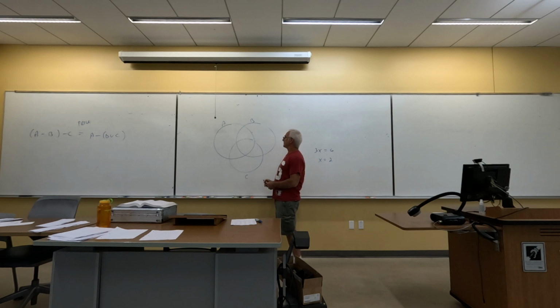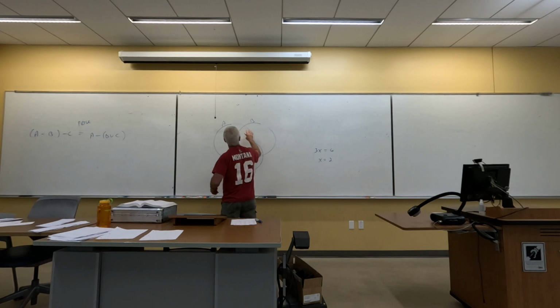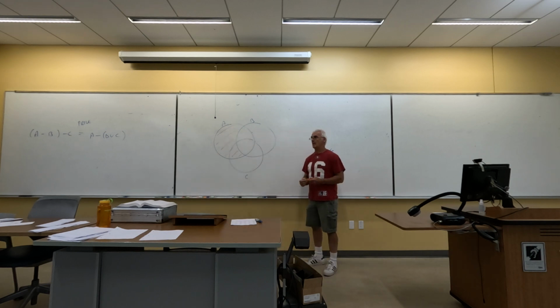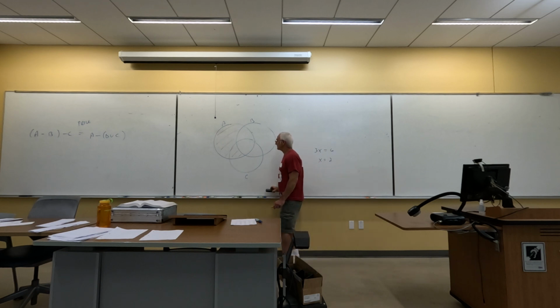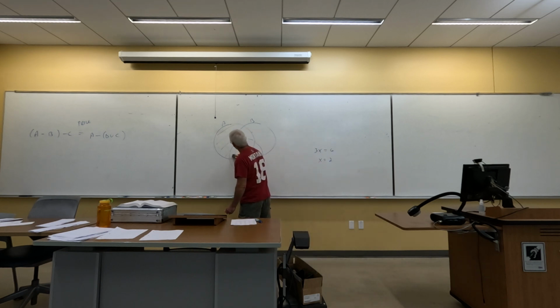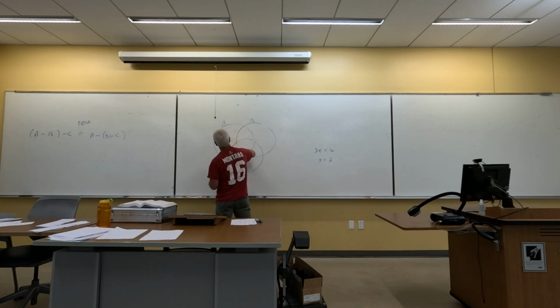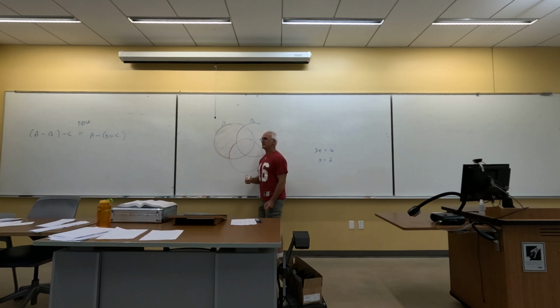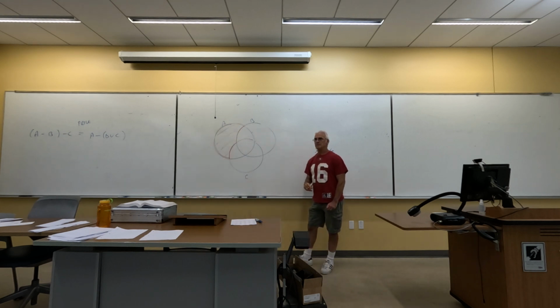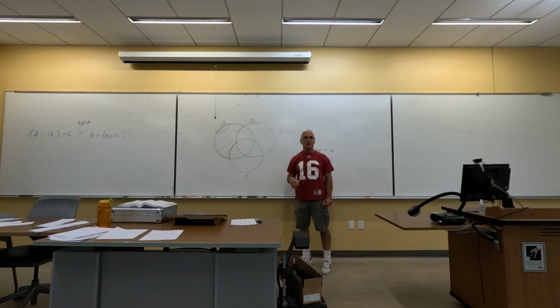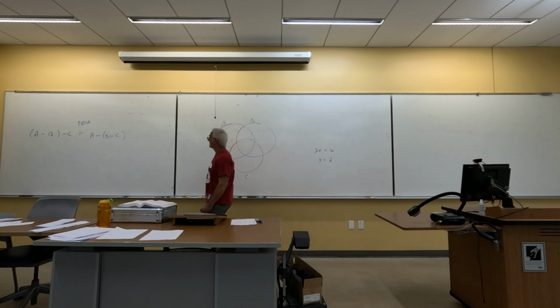So what's A minus B? A minus B is the part of A that does not have B. Now what do I want? That part minus C. What do you think? That wasn't terribly complicated, I hope. Okay? Now, on the right side.